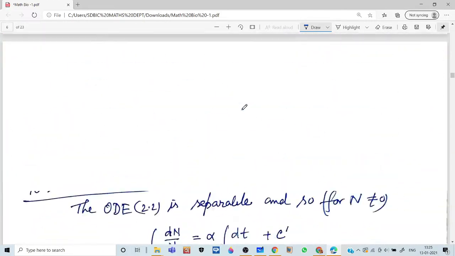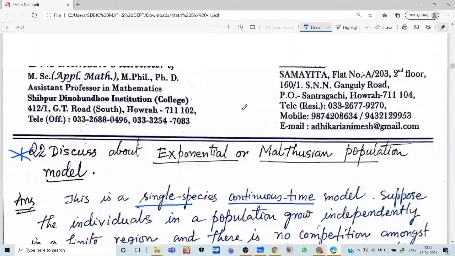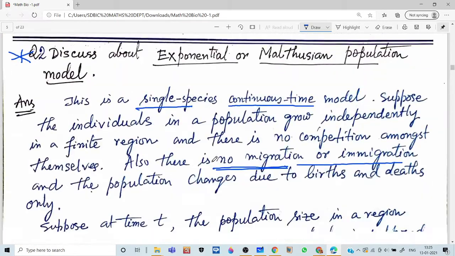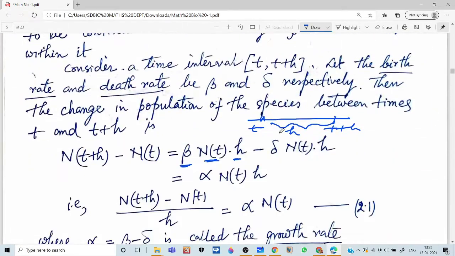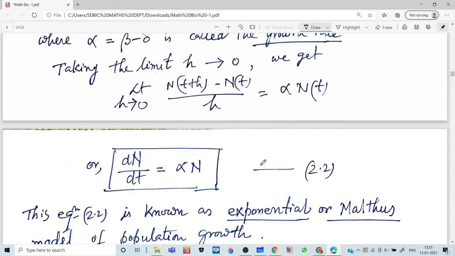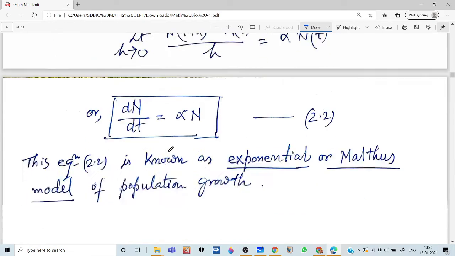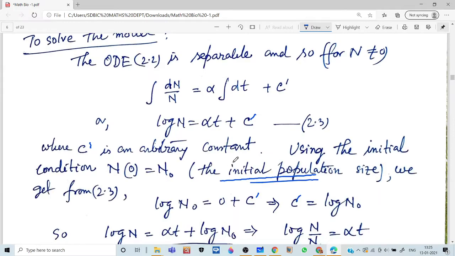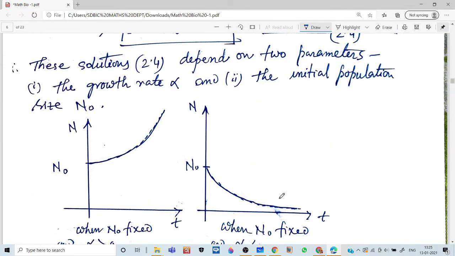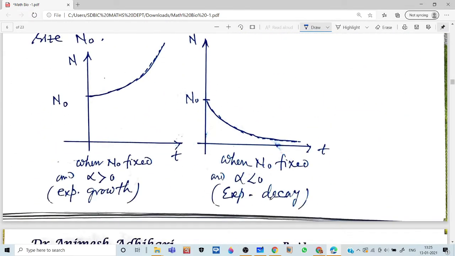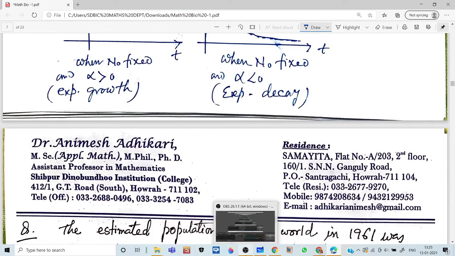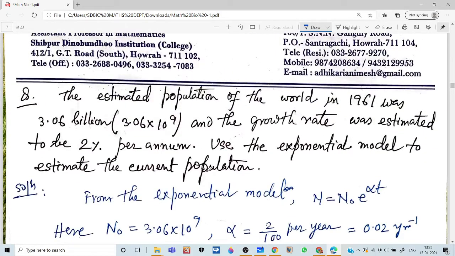So this is the Malthusian model or exponential model. First establish the equation 2.2, the exponential model, and then find the solution of this model, and this is the graph of this model. Now here a problem.